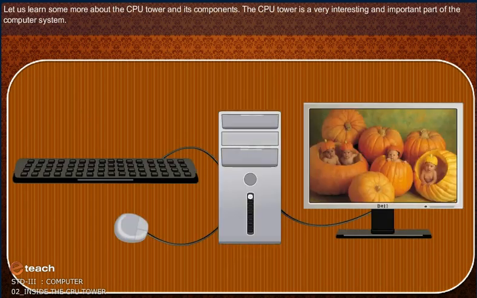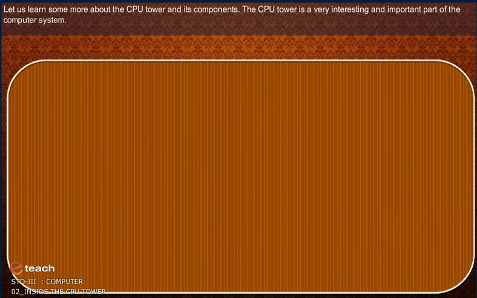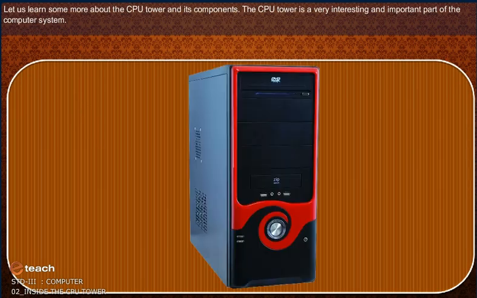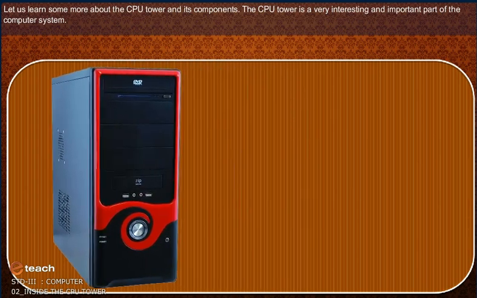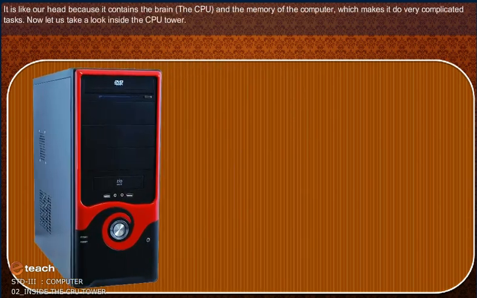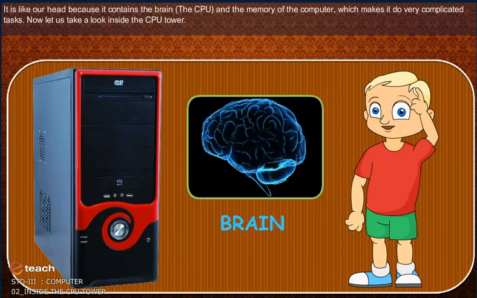Let us learn some more about CPU tower and its components. The CPU tower is a very interesting and important part of the computer system. It is like our head because it contains the brain, that is CPU, and the memory of the computer, which makes it do very complicated tasks.